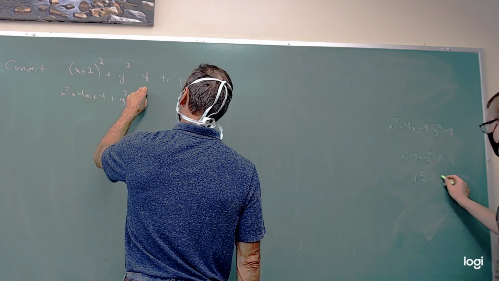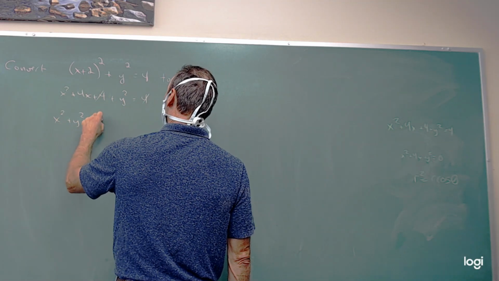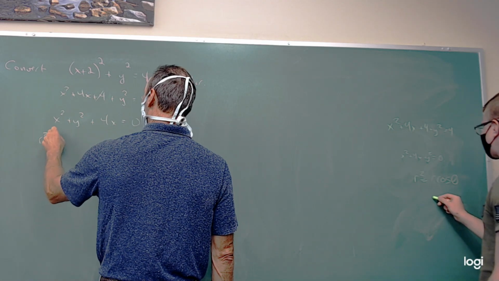Oh, I can't remember that we could do that. Yeah. So r is negative 4 plus negative.